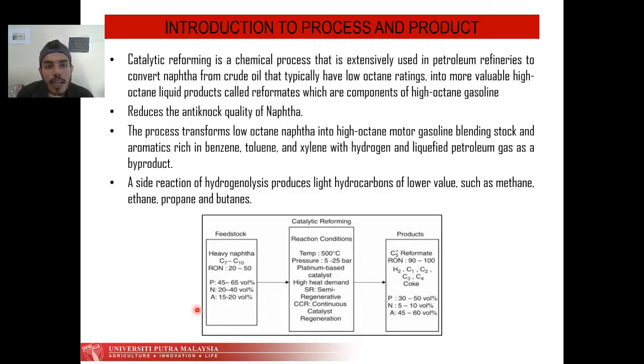First of all, catalytic reforming is a chemical process that is used to convert naphtha from crude oil, which has a low octane number, to higher octane liquid products called reformates. This process also reduces the ethanol quality of naphtha. From this diagram, we can see that feedstock naphtha undergoes catalytic reforming to form products which are higher in aromatics, which are benzene, toluene, and xylene, with hydrogen and liquefied petroleum gas as byproducts. Other gases such as ethane, propane, butane, and methane are also produced by a side reaction, hydrogenolysis.